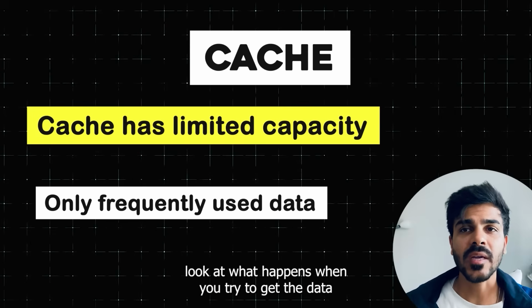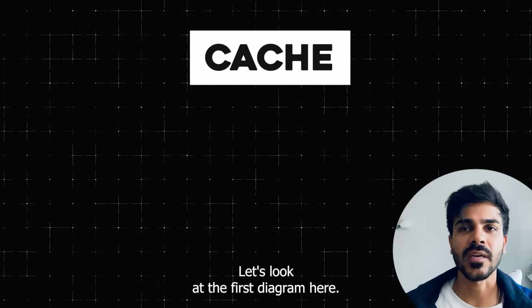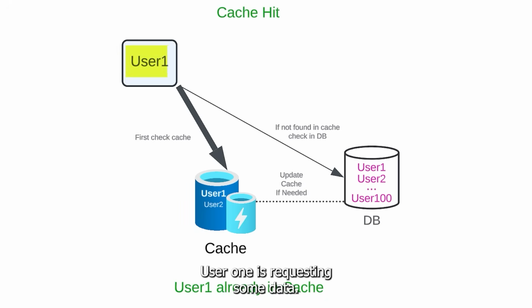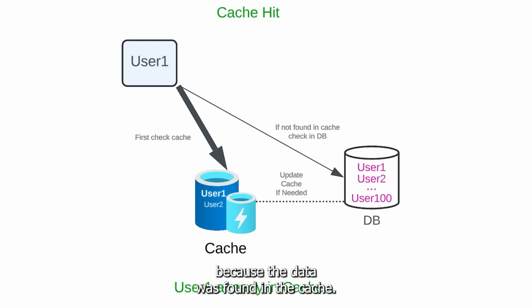Now let's look at what happens when you try to get the data from a cache. Let's look at the first diagram. Here, user 1 is requesting some data. The system first checks the cache. Since user 1's data is already in the cache, it is quickly fetched from there. This is called a cache hit because the data was found in the cache, so we have hit the cache.